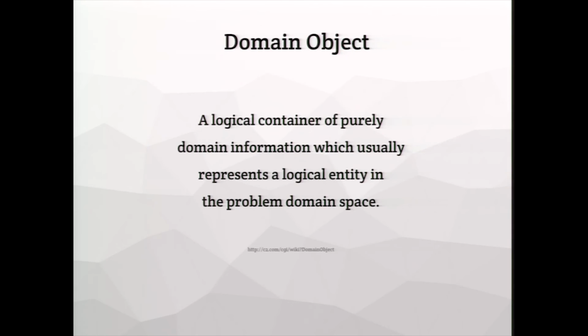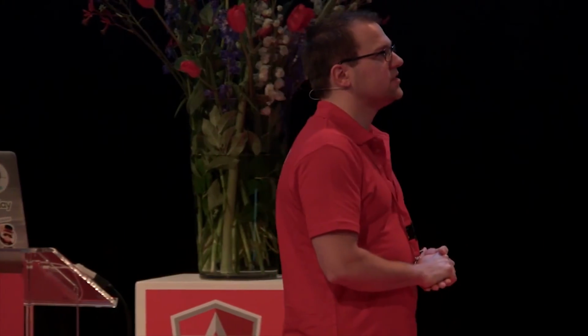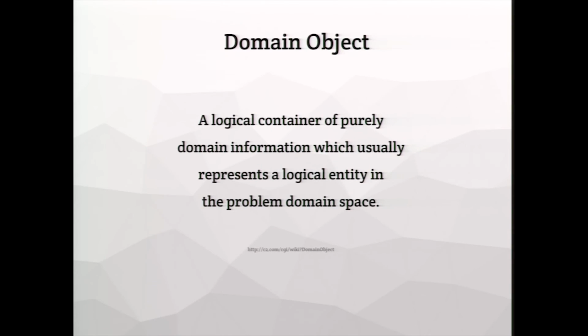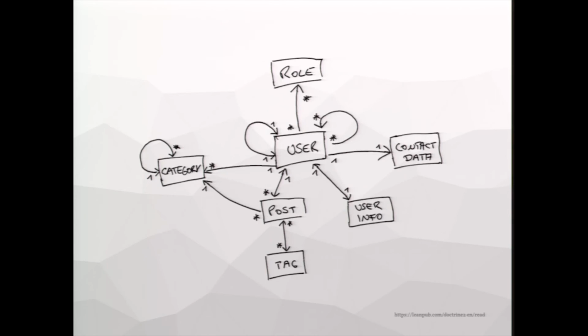Well, let's clarify something first. I'm going to be talking about domain model objects, or domain objects in short. And here's a definition: it's a logical container of purely domain information, which usually represents a logical entity in a problem domain space. I got that off the internet. Basically, you have a domain model, and it might look something like this. In this case, we have user, it's got a role, category, whatever. I also took this one off the internet.